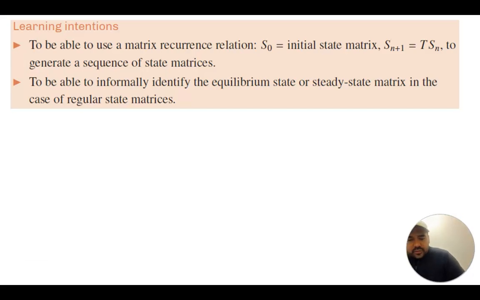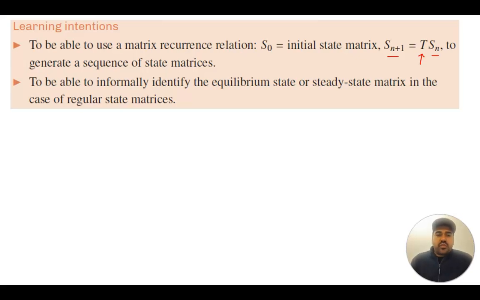Hey crew, this will be the video for exercise 11C, transition matrices using recursion. So we want to be able to use a matrix recurrence relation. We start off with an initial matrix called the initial state matrix, and we're going to be using the recursion template to get the next term: your previous term multiplied by a transition matrix. And that will generate a sequence of state matrices.